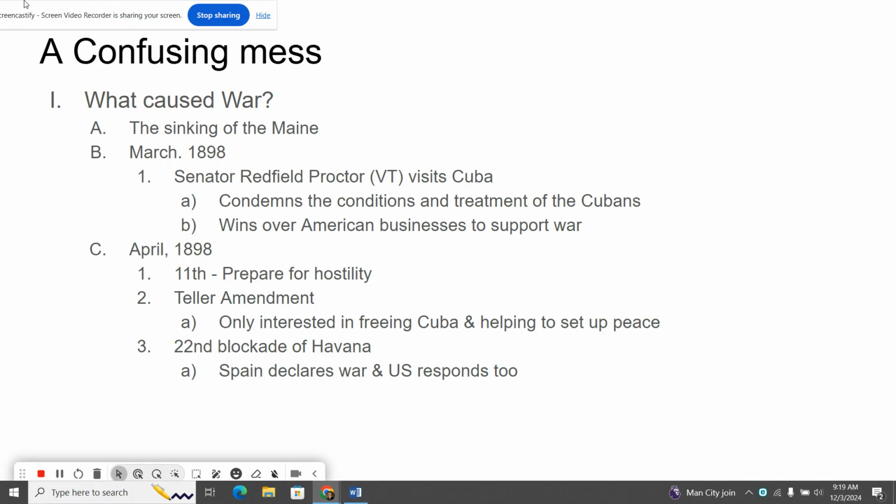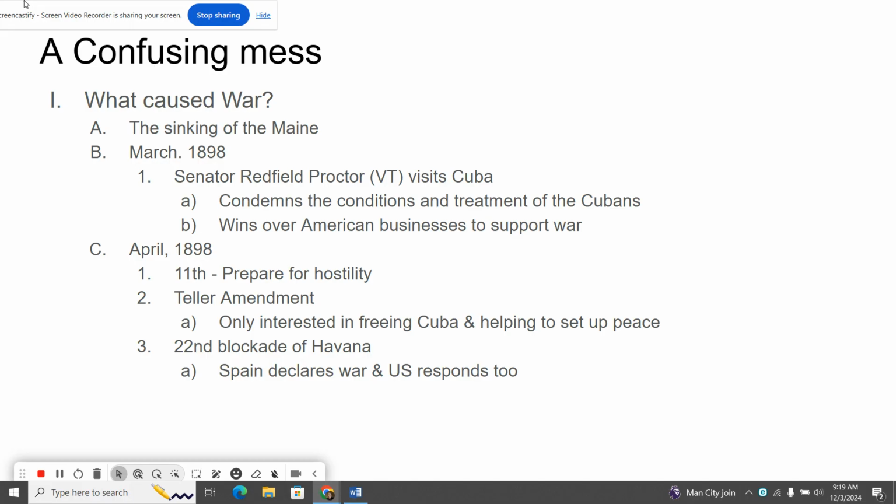Proctor's visit and his conclusions really get the businesses of America to support the idea of war, largely because of the impact that the Spanish treatment of the Cubans is going to have on America's economy. In April, things are not getting any better. McKinley asks Congress to prepare for the possibility of war breaking out.